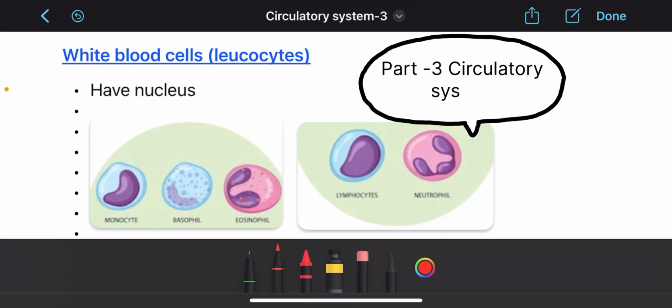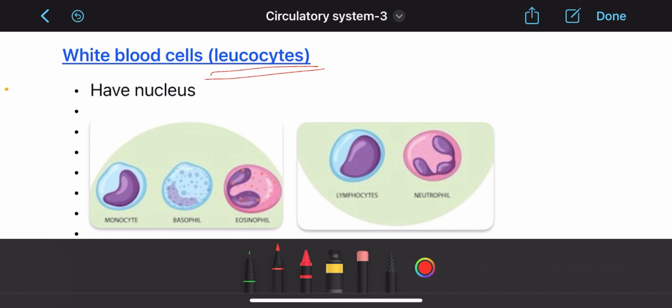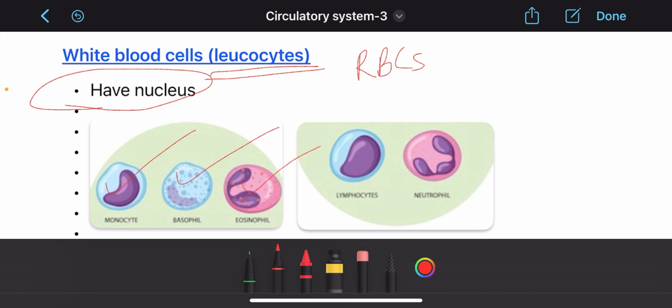This is part 3 of the chapter Circulatory System, and today we are going to learn about the white blood cells or leukocytes. Now these white blood cells differ from the red blood cells in having a nucleus in them. Now there are different kinds of white blood cells. These are monocytes, basophils, eosinophils, lymphocytes and neutrophils.